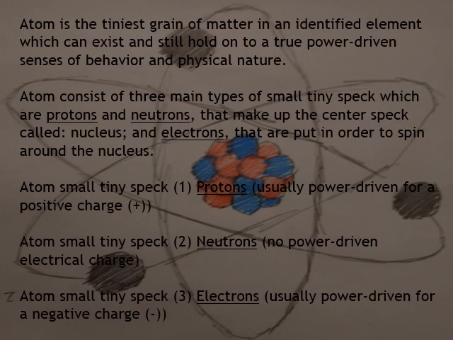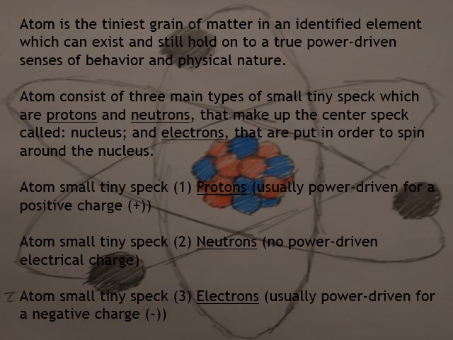Atom is the tiniest grain of matter in an identified element which can exist and still hold on to a true power-driven sense of behavior and physical nature. Atom consists of three main types of small tiny specks, which are protons and neutrons, that make up the center speck, called nucleus, and electrons that are put in order to spin around the nucleus.